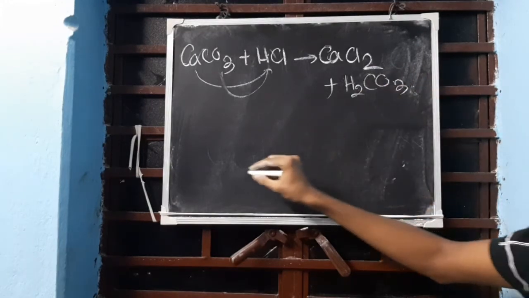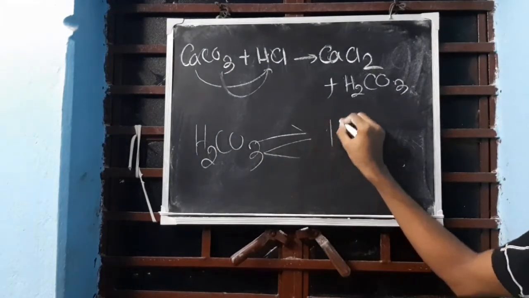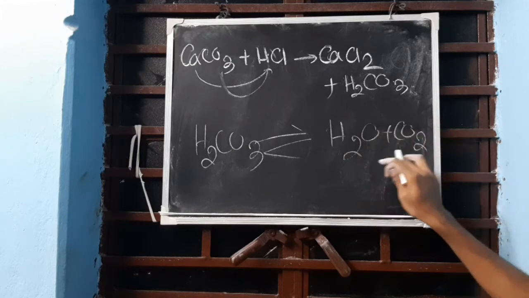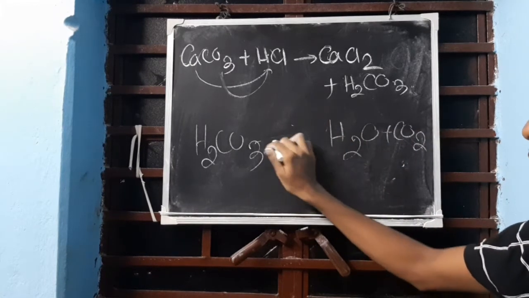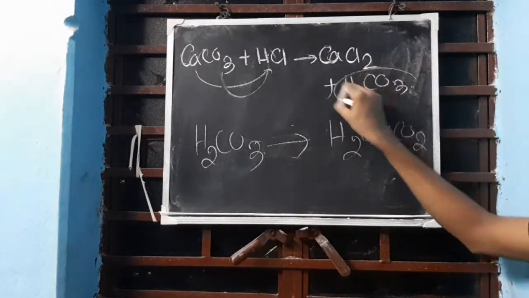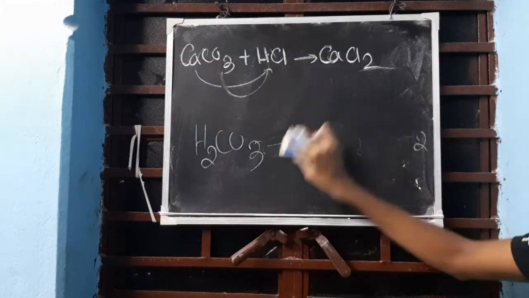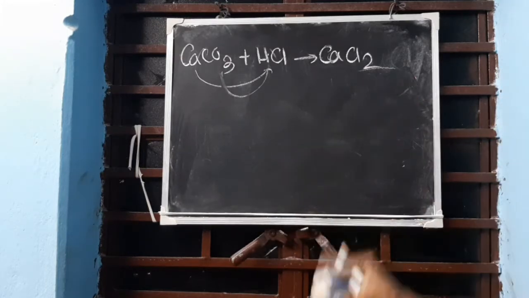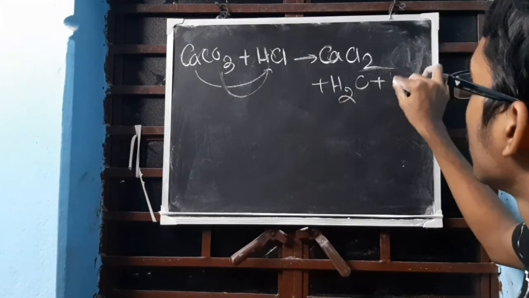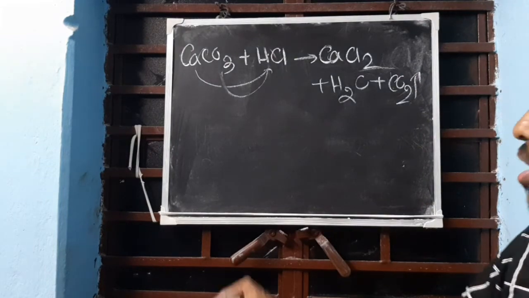What is the formula for carbonic acid? H2CO3. Now, this H2CO3 is a very weak acid. It will tend to dissociate into H2O and CO2. Do not write H2CO3, write directly H2O plus CO2. Instead of this, we are going to write this. So what will be the final answer? CaCl2 plus H2O plus CO2. Very difficult? No.